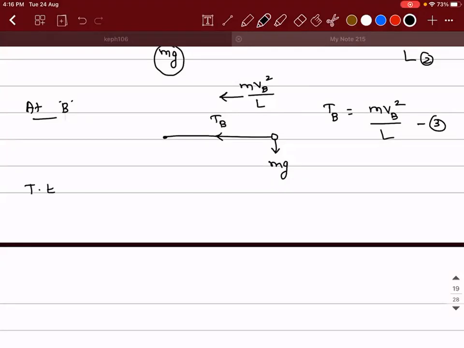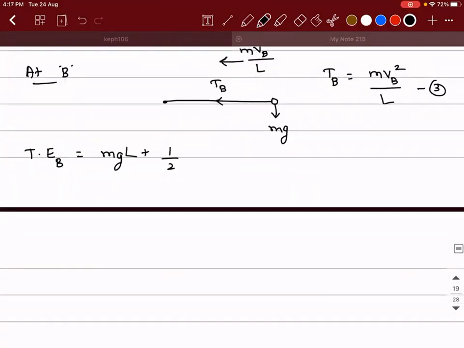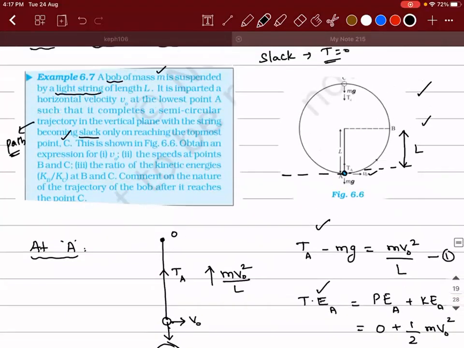Now tell me what is the total energy at point B? What is going to be the total energy at point B? It is going to be mg into how much is the height raised by the object? L, sir. L. So the potential energy is mgL plus kinetic energy will be half into m into Vb square. So this is going to be the fourth equation. I hope you guys are making a note along with me.